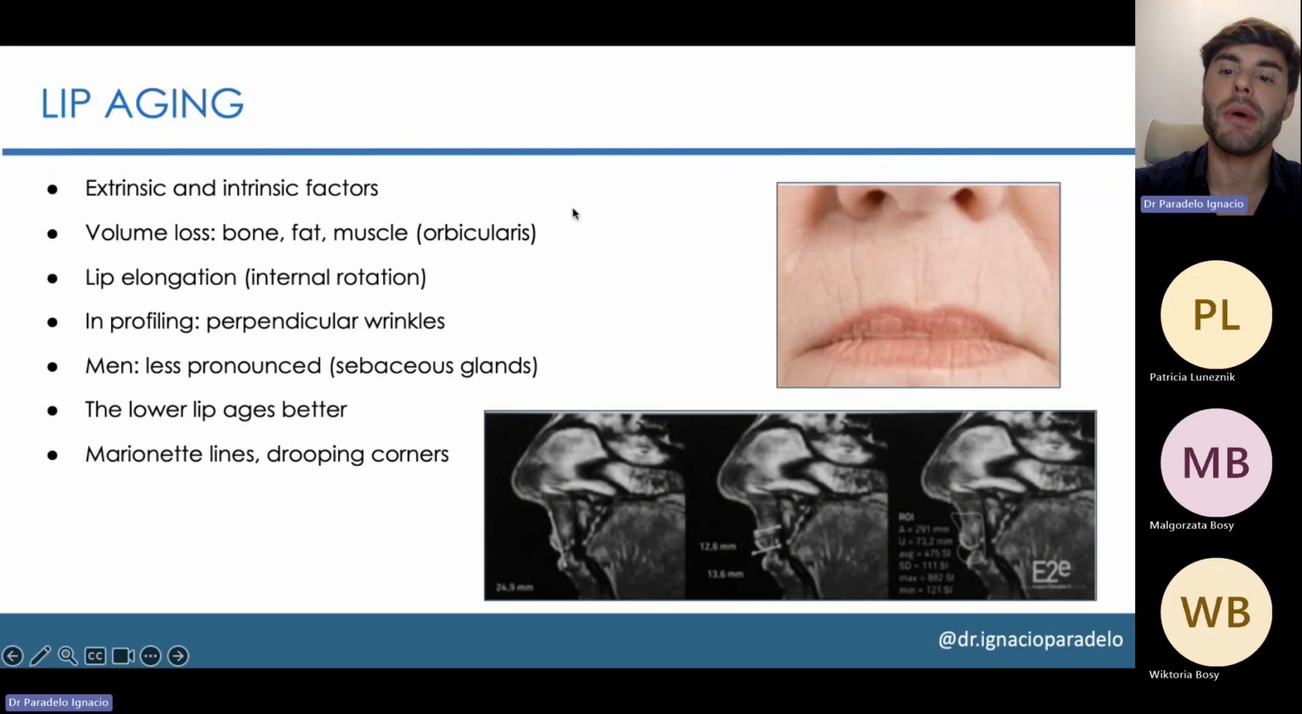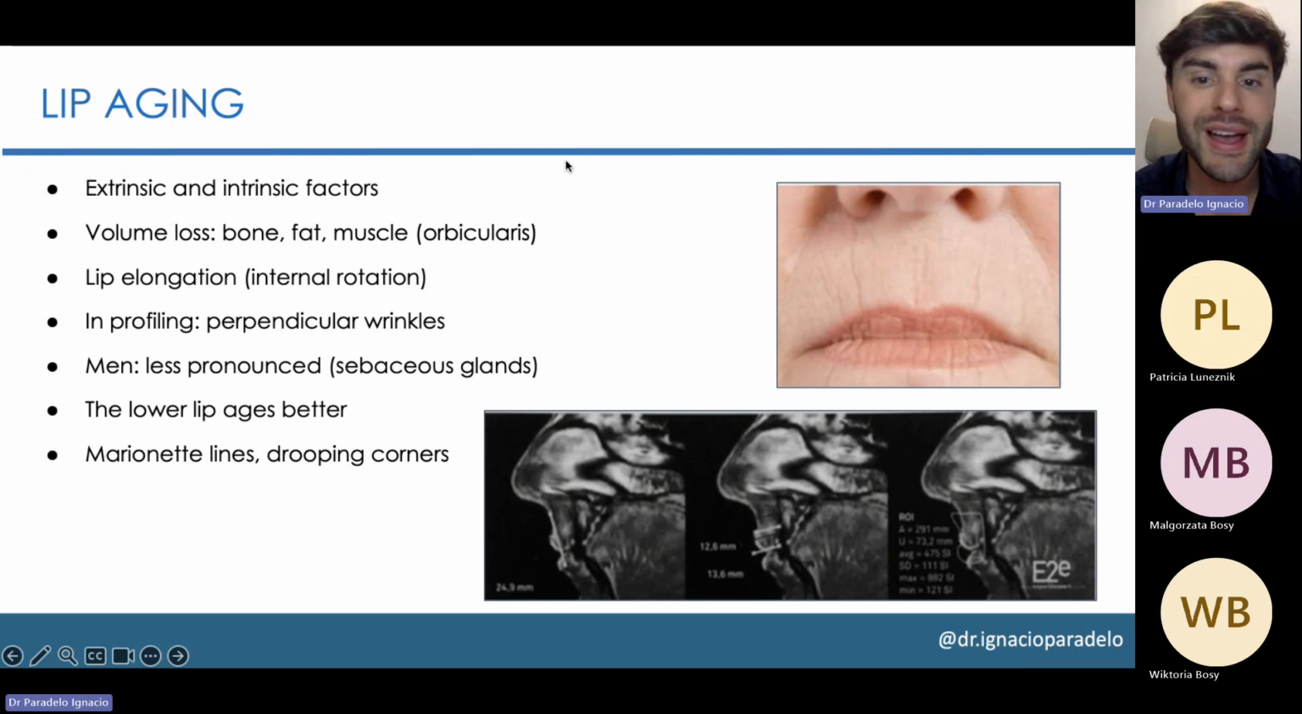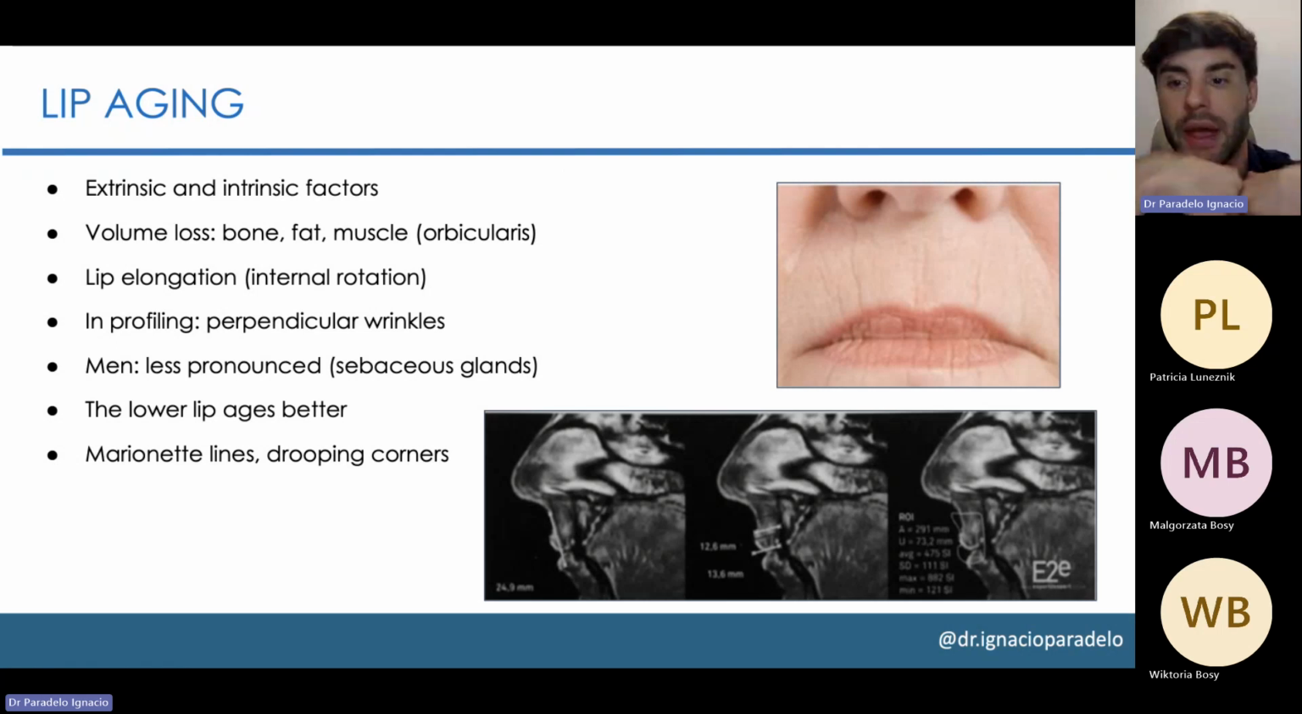When we talk about lip aging, we can mention different factors that favor said aging. There are intrinsic factors such as genetics and extrinsic factors such as smoking and solar radiation that are the most important factors in the aging of the lip. Also mention that the volume deficit is determined not only by the loss of the lip volume, but also by the structures that make up the entire perioral area, such as the teeth, the bones, etc. As they age, the lips rotate inward and perpendicular wrinkles become marked.